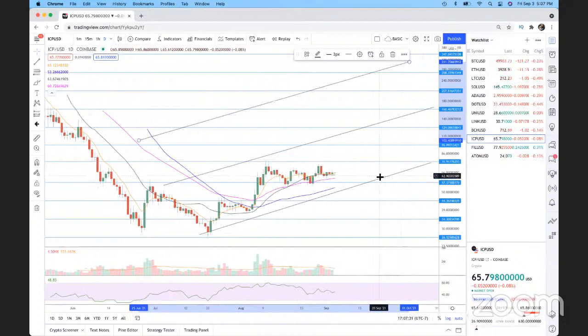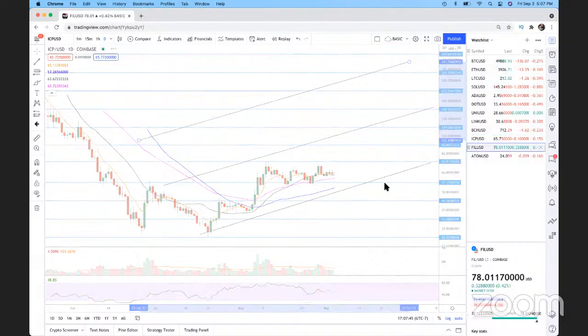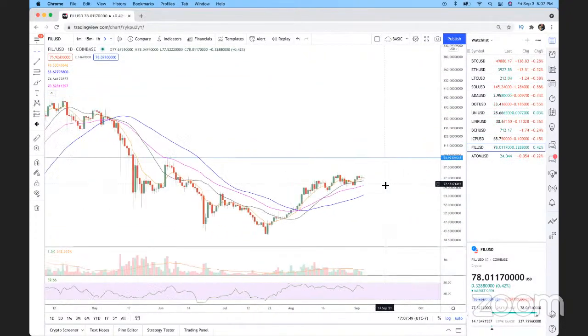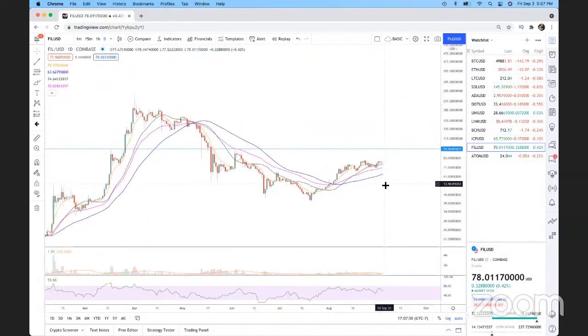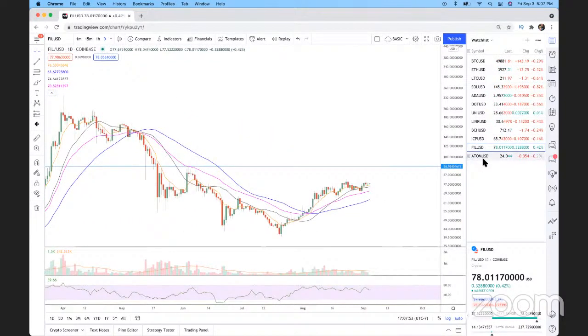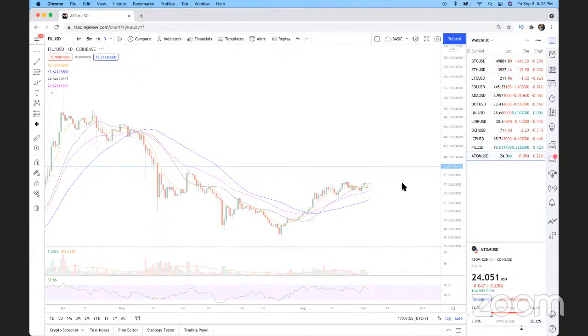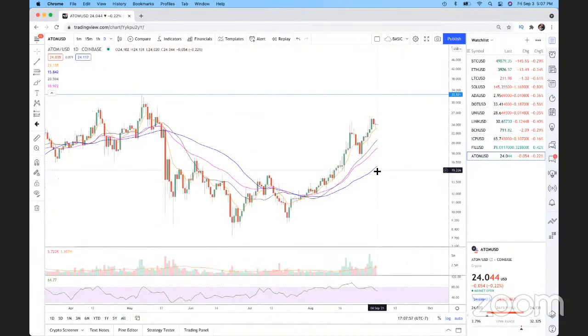Support, we're looking at 63, 62. Those lows down near 50, 57, 55, and the 50 simple moving average. This is the master area. Anything else? File USD, intriguing also. For now, we'll focus on these others. And Atom, it's okay.